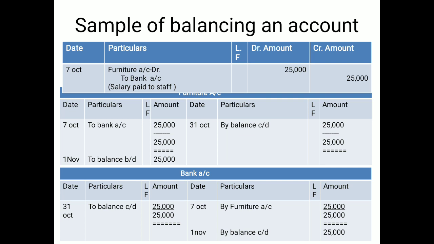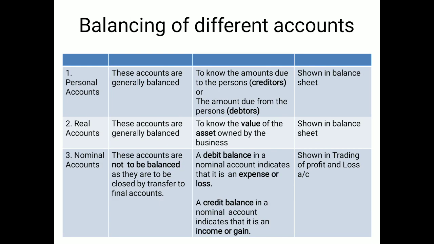But this balance carried down and brought down is to be done only for the assets, liabilities and capital. But the other items which are related to revenue and expenses, those balances are to be closed with the profit and loss and trading account. Balancing of the different accounts now.